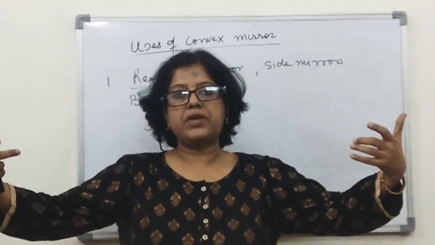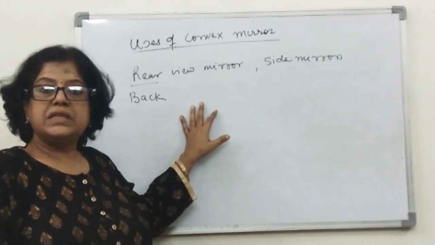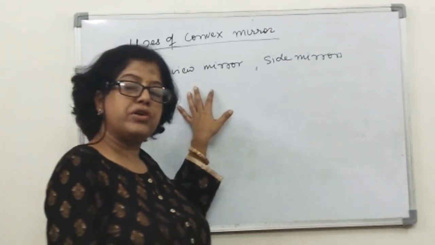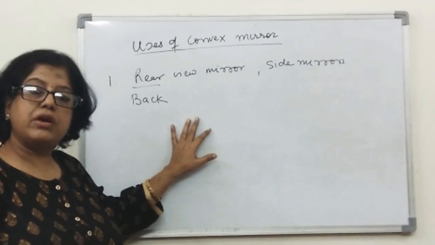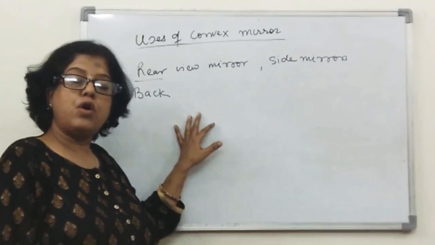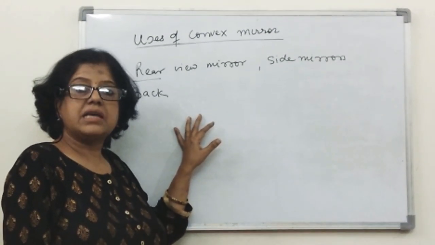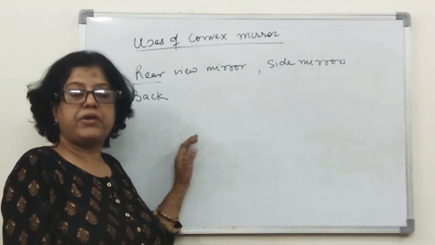Similarly, the side mirrors that we have in the vehicles, they are convex mirrors. So we all have seen that. Now, why is a convex mirror used as a rear view mirror and not any other mirror? Because it always forms virtual, erect and smaller images, and it has a wide field of view. It is a wider field of view, that is why it is preferred.